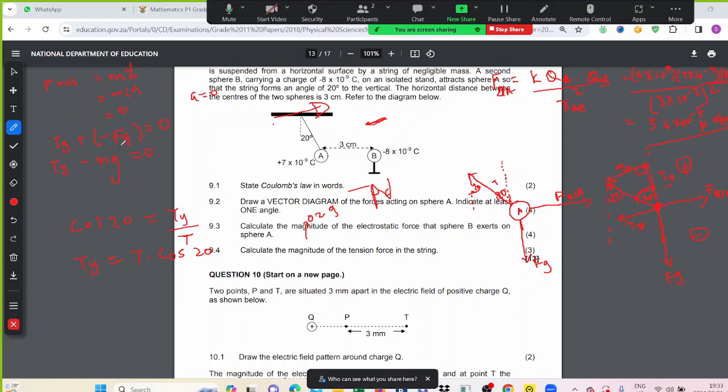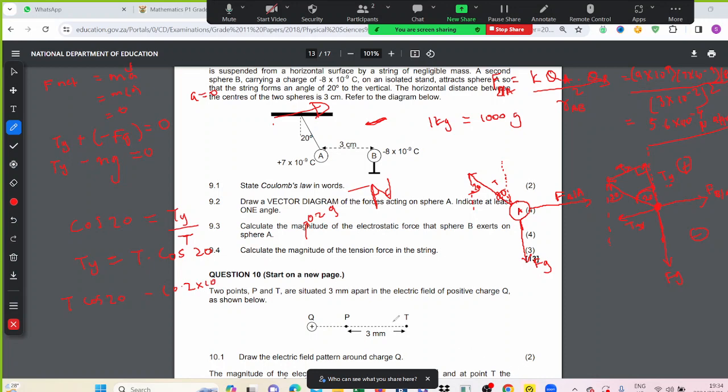So at this point, I can just plug in the values. So Ty is T cos 20 minus, and now I'm going to plug in the mass of sphere A. It was given to be 0.2 gram. Now I have to convert that gram into kg. Remember, 1 kg is equivalent to 1000 gram, so if I want to find kg, I have to divide that by 1000.